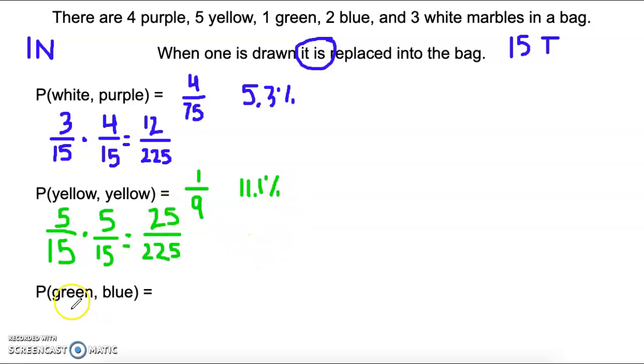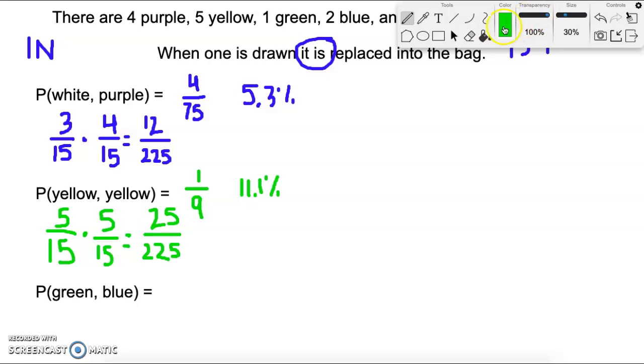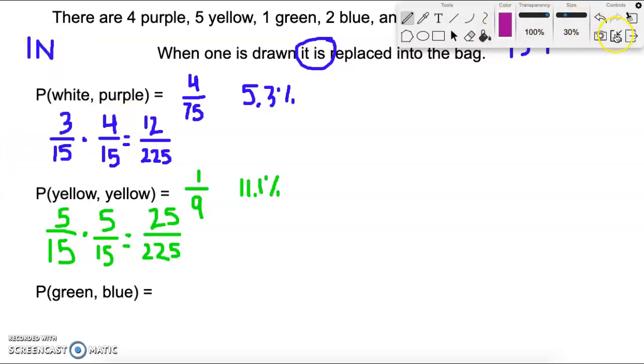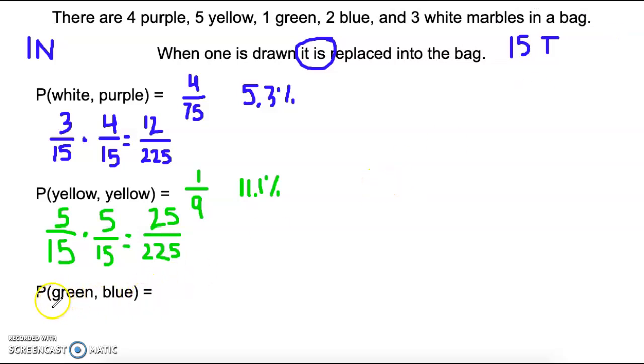Let's do one more example here. So we want to know the probability of drawing a green marble and then putting it back in the bag and then drawing a blue marble. So the probability of event A, drawing a green, there's only 1 green marble in the bag out of the 15 total marbles. We multiply that by event B. Event B is not affected by event A, so the probability of drawing blue, there are 2 blue marbles out of 15 total. And then we multiply.